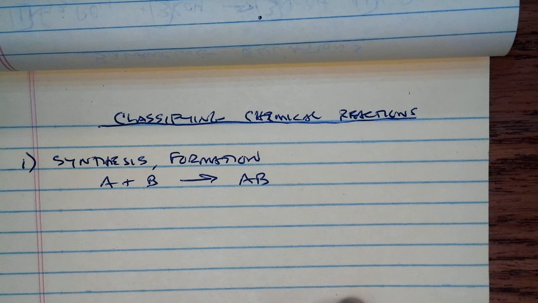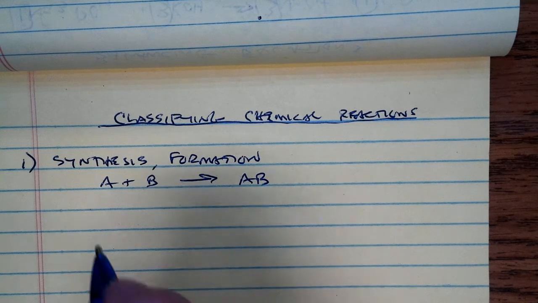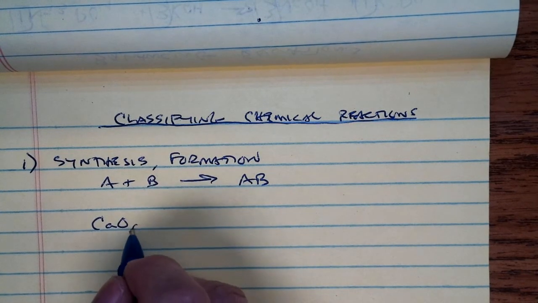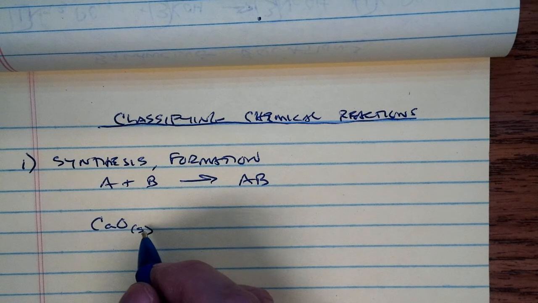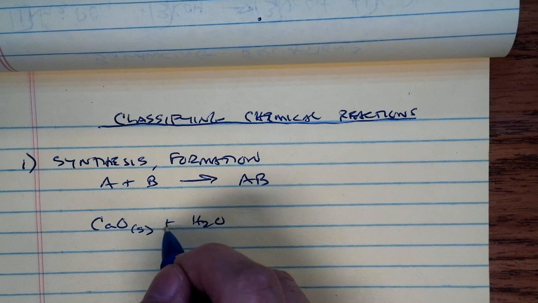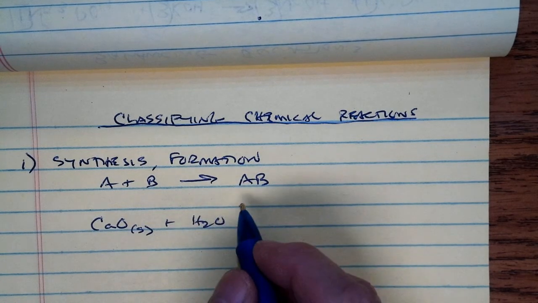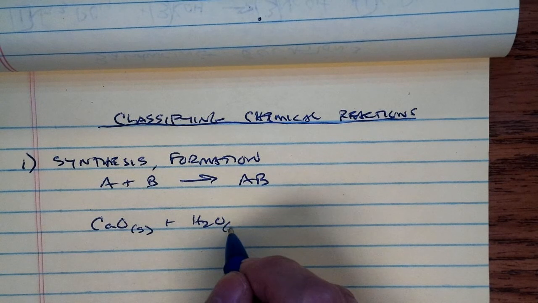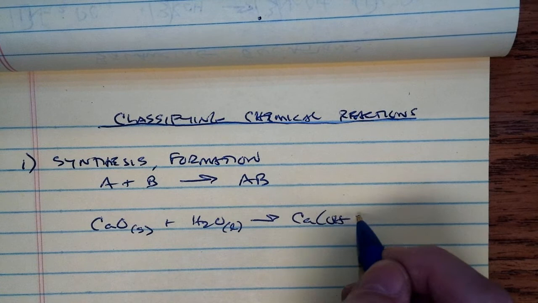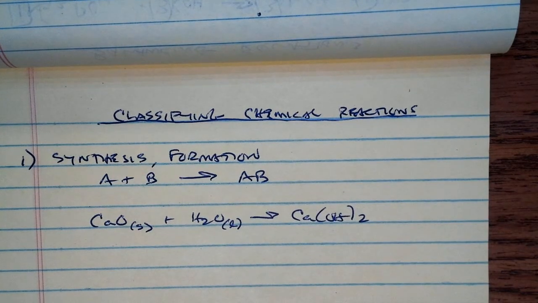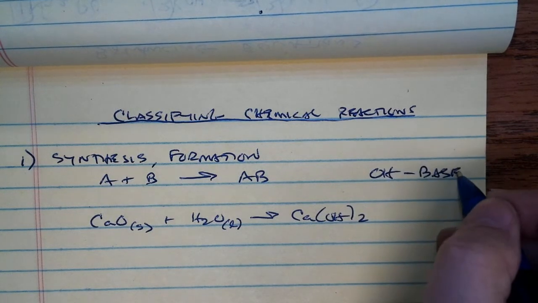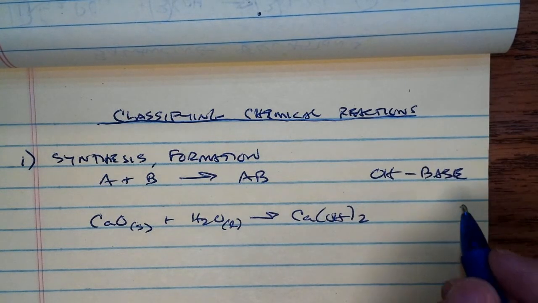And so there are some examples that we could have here. For example, we could have calcium oxide, which is a solid. That's what these letters will stand for in the parentheses. And it reacts with, so when you see "and," you're going to say reacts with water, which of course is a liquid, so that's an L. And that's going to produce calcium hydroxide. Now, when we see OH, think of a base. This is probably going to be a base. And that's at the end.